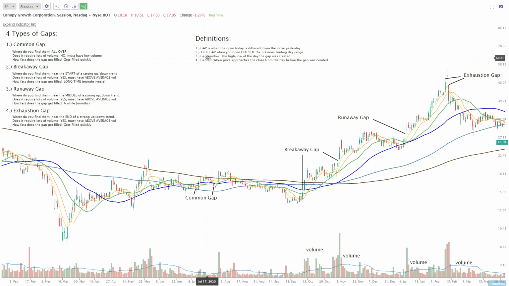You have a gap window, and this is the high or the low of the day the gap was created. So right here on January 5th, the high of that day is 27.56. That is your gap fill here. Your gap window would be the low here at 29.35. And then your true gap fill would be the close at 27.04, which is where the close was the day before the gap was created.